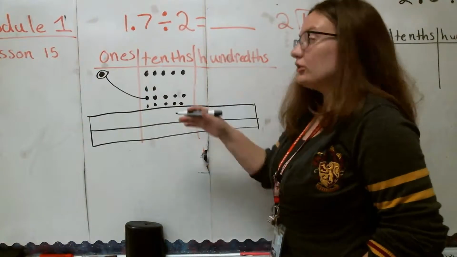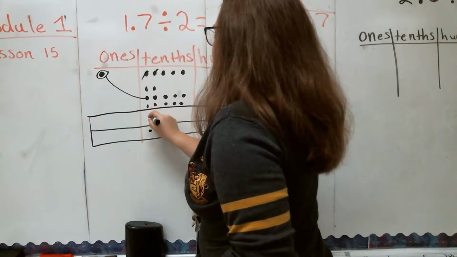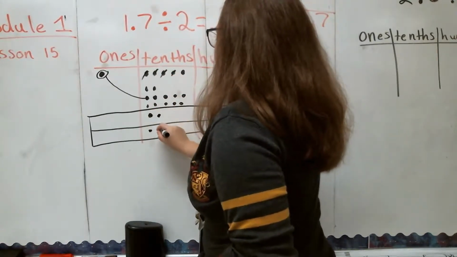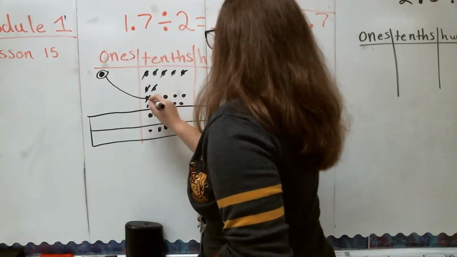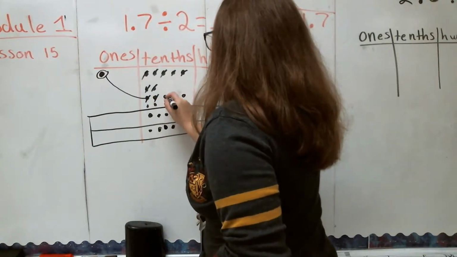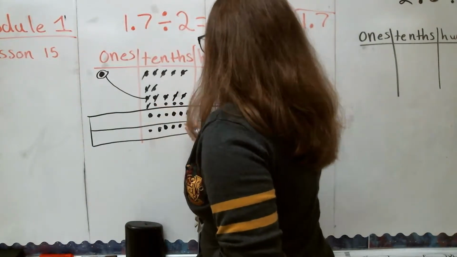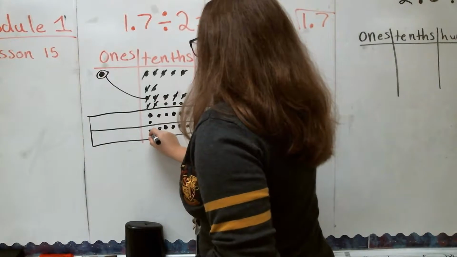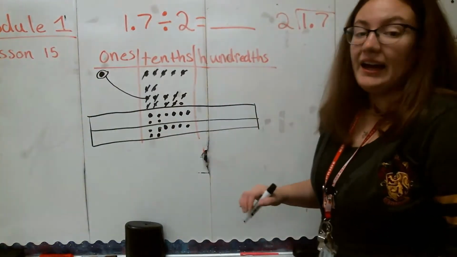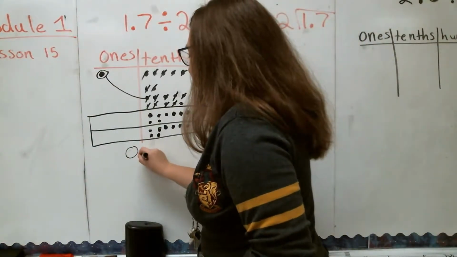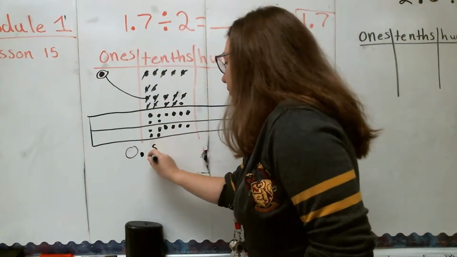Now I have plenty of dots, I can split them up. So I'll go 1, 2, 3, 4, 5, 6, 7, 8, 9, 10, 11, 12, 13, 14, 15, and 16. So I am left with nothing in my ones. And then I have 1, 2, 3, 4, 5, 6, 7, 8 in one of my groups.